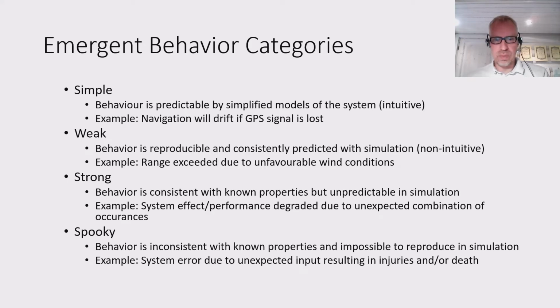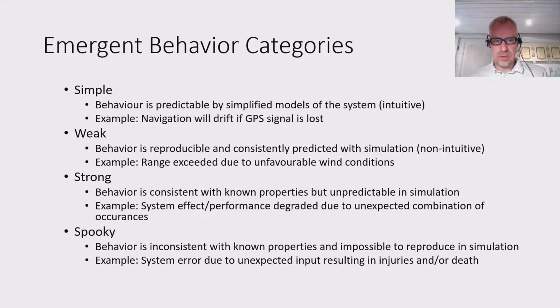The next category is weak, where the behavior is reproducible and consistently predicted with simulation. This is a more difficult category. It's not intuitive to the human mind, so we have to do simulations to be able to detect it and then understand it. An example can be the range of an electric car, where unfavorable conditions like wind could reduce the range, and different combinations of conditions can have such and such effect, and we have to do simulations to really understand how this will impact.